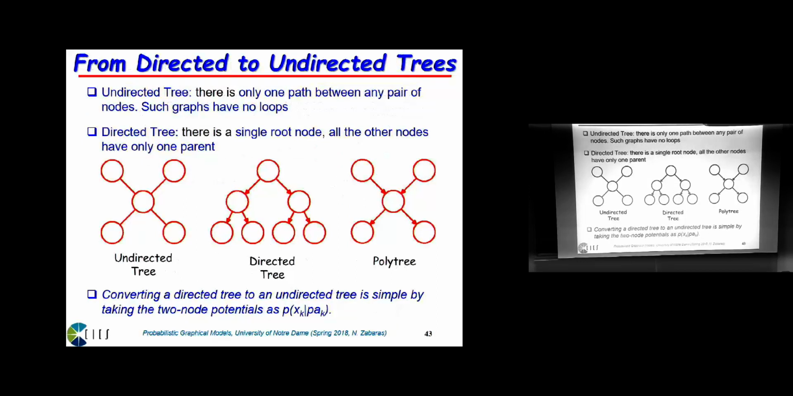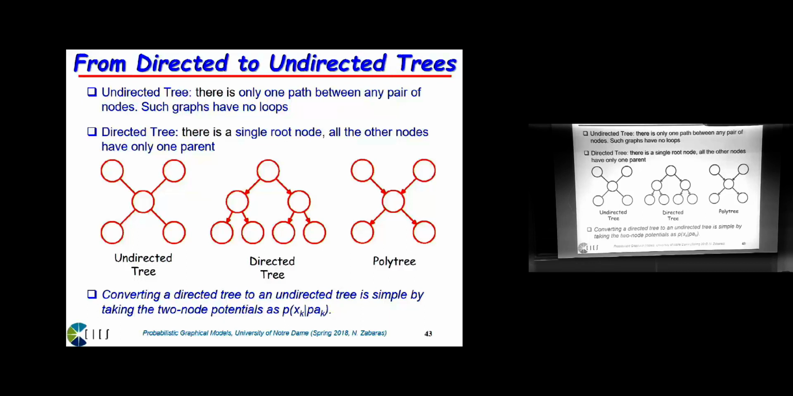All right. So what I have here is an undirected tree, a directed tree, and a poly tree. Okay, and so can you remind me what's the definition of an undirected tree? Obviously, it's undirected. What makes an undirected graph a tree? It says there is a single path between any pair of nodes. To go from here to there, this is the only path. To go from here to there, there's only one path.